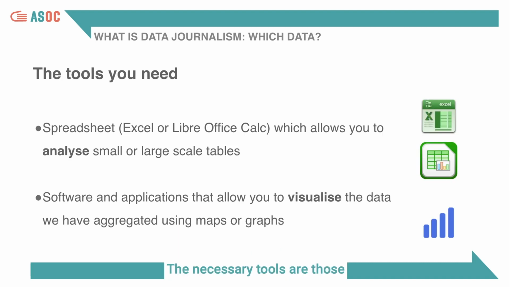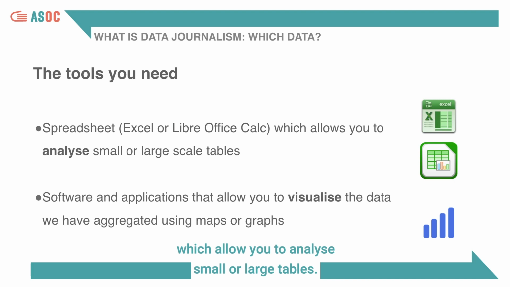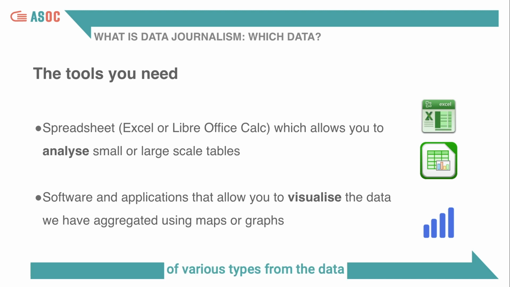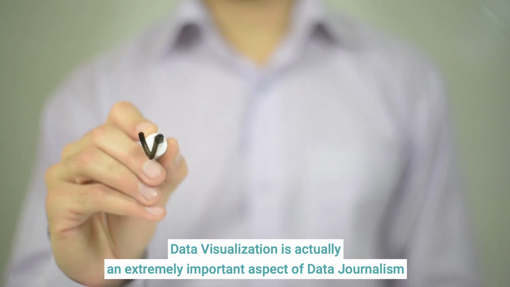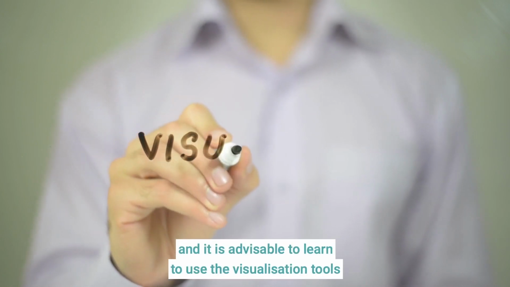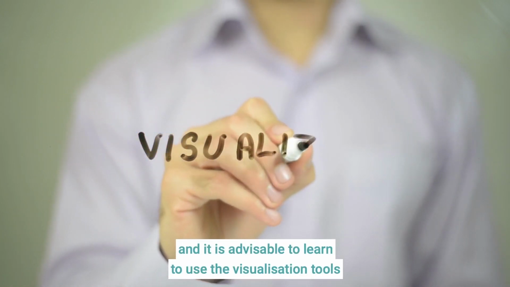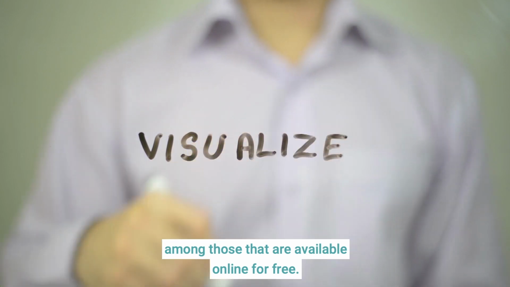The necessary tools are those that you have already heard about in previous sections and in previous lessons. They are obviously the spreadsheets, which allow you to analyse small or large tables. And the most important thing in data journalism is knowing how to create graphic visualizations, infographics, maps, and interactive graphs of various types from the data to tell the story in the most effective way possible. Data visualization is actually an extremely important aspect of data journalism, and it is advisable to learn to use the visualization tools among those that are available online for free.